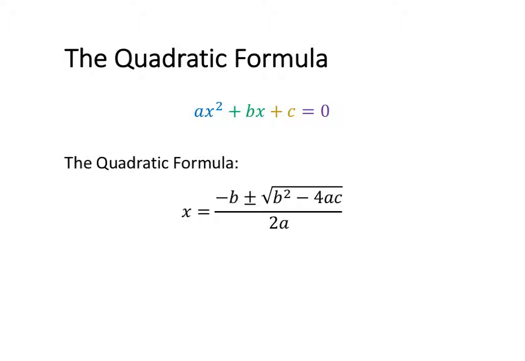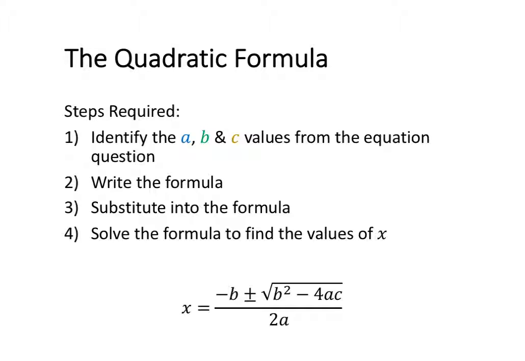So let's have a look at the steps required to use the quadratic formula in solving a quadratic equation. So the first step is to identify the a, b, and c values from the equation in the question. Once you've identified those values, the second step is to write the formula, substitute those values into the formula, and then solve and find the values for x. You'll normally find two values for x at the end of the steps.